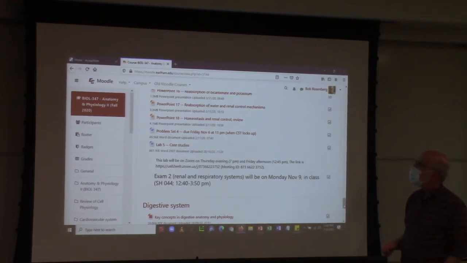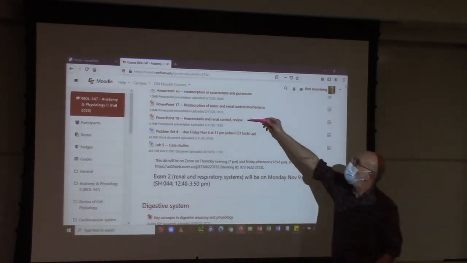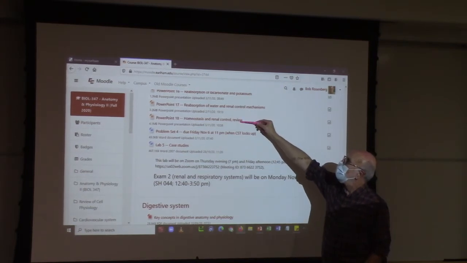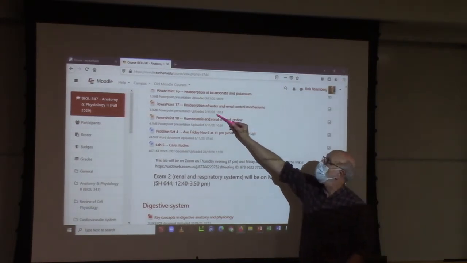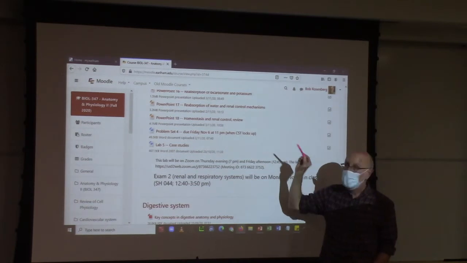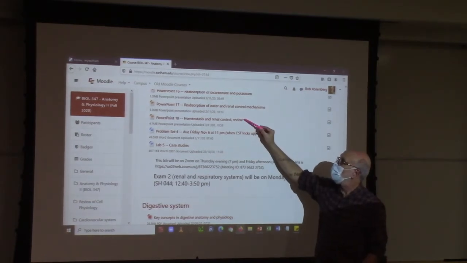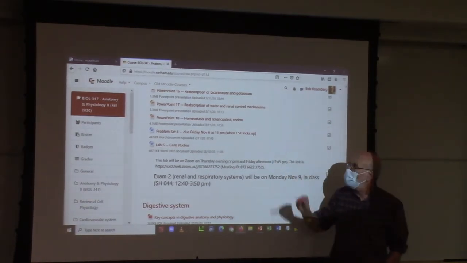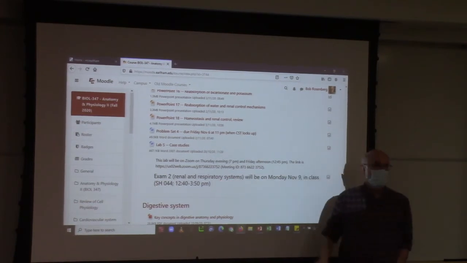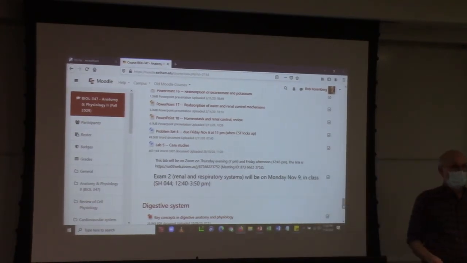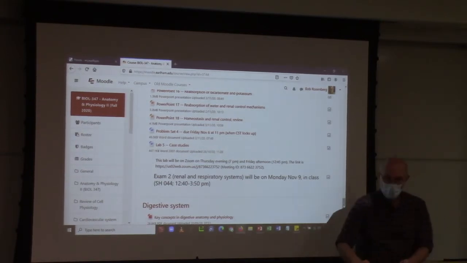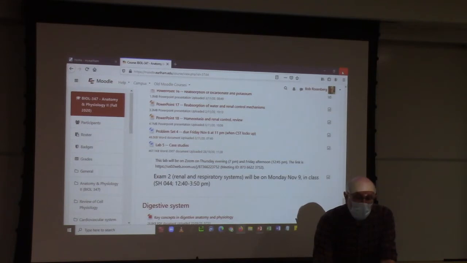Let's see, what else do I want to say about Moodle? So today we're here finishing up on homeostasis and talking more about the control of the kidney and a bunch of clickers and other things for review for the exam that is on Monday. Any questions about what we're doing this week and then Monday next week? Okay.